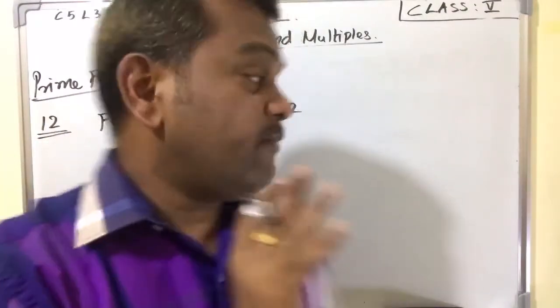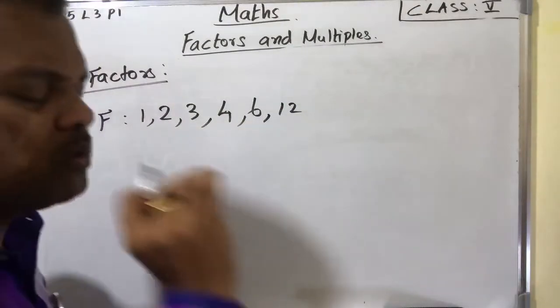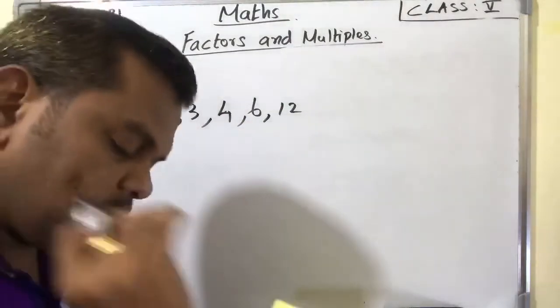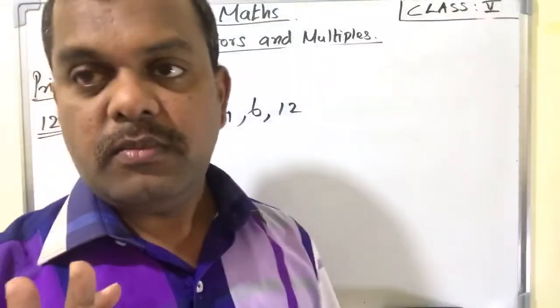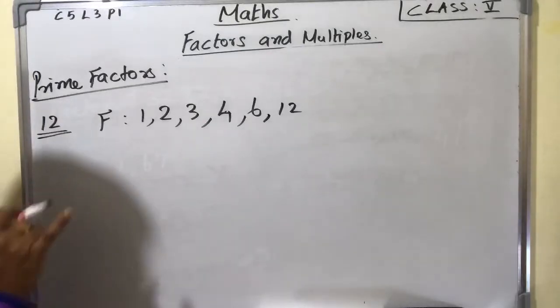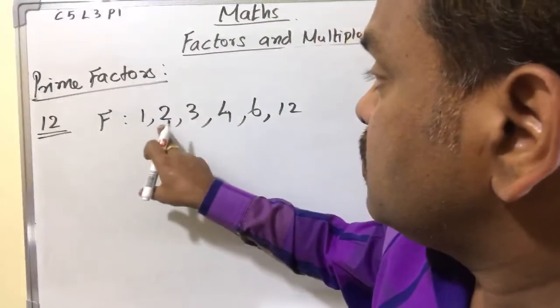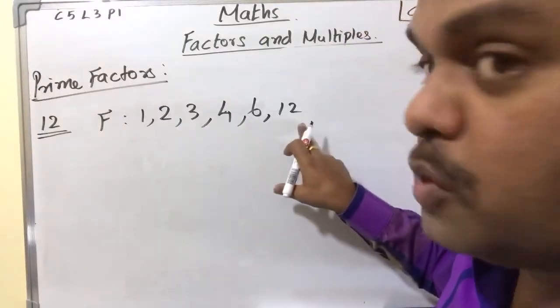Okay. And after the half, whenever you are writing half of the number, next no need to think about any number, the number itself. Understood? 12. So these are the factors of 12. Now I am going to write these factors: 1, 2, 3, 4, 6 and 12.